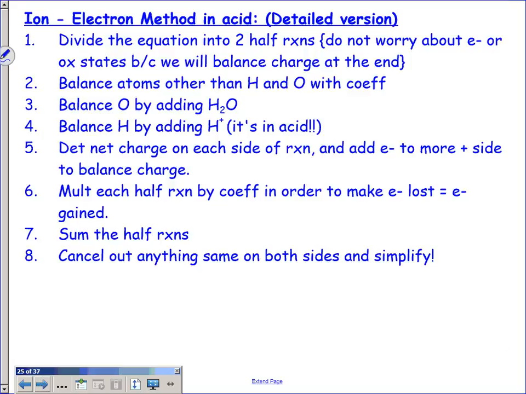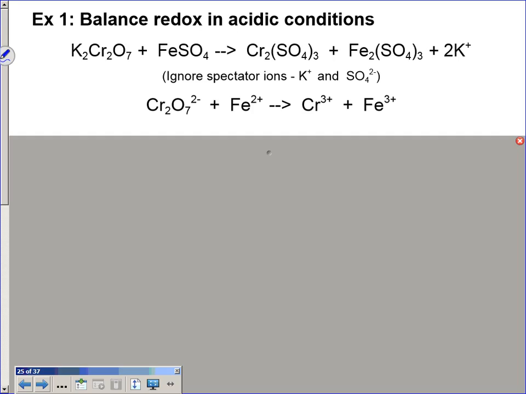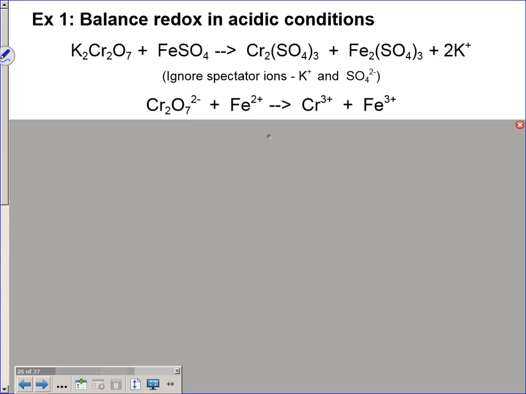This was my more detailed wording. The first one was a little bit more simple. So let me show you an example. You can write down this example or you can watch, but I want to give you at least a model of one before I start writing them out. So I've got an example here with potassium dichromate and iron(II) sulfate, and I give you the two products, plus the K plus is a spectator. And so as you're looking, you can see some consistencies from reactants to products.